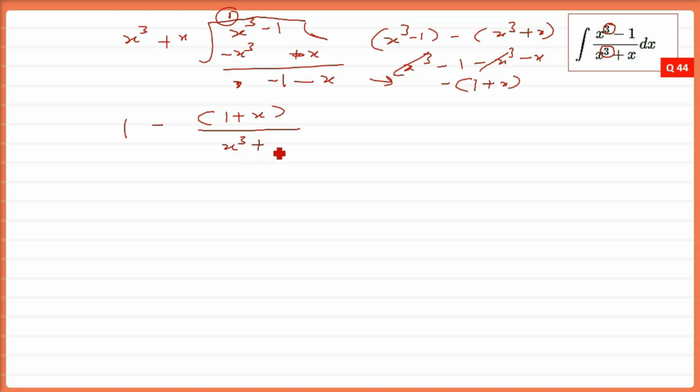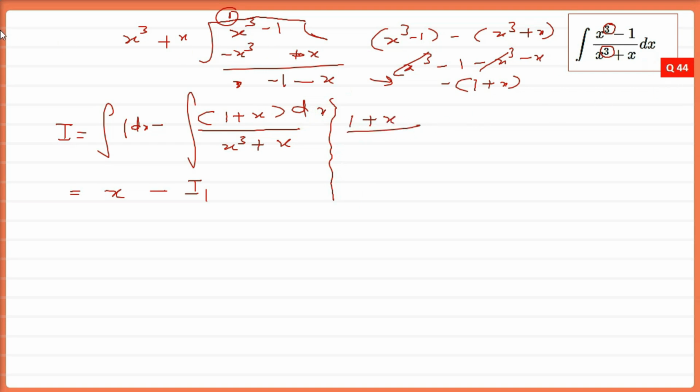So we have x cube plus x in the denominator. Now this can be done easily. If you call it I, we have to integrate this first, and this is the second part. So the first integration is x. Please remember, because I am going to add it later. And this I1 we are going to do just now. For that, this 1 plus x divided by x cube plus x. In this denominator x cube plus x, you can take x common, you will get x square plus 1. So x into x square plus 1 you will get.